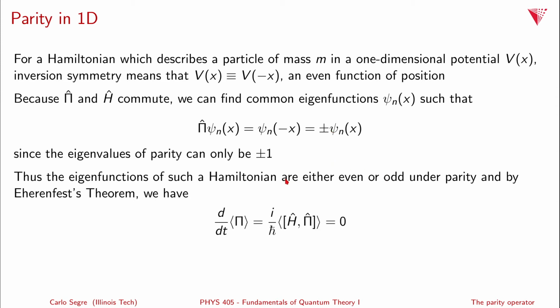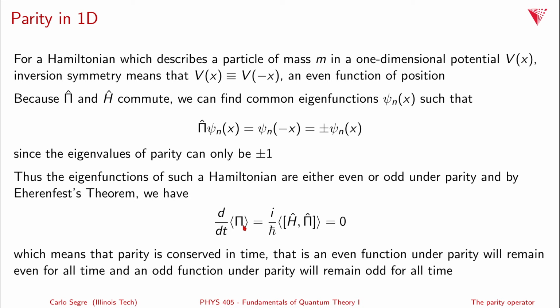And because of Ehrenfest's theorem, we've seen that before, d by dt of the expectation value of the parity operator is equal to i over h bar times the expectation value of the commutator of the Hamiltonian and the parity operator, and this must be equal to 0. The parity operator clearly has no explicit time dependence. But this quantity is 0, and so the time derivative of the expectation value of the parity operator is also 0. This means that parity is conserved in time. So a function that starts as an even function under parity will remain an even function for all time, and similarly a function that's odd under parity will remain odd for all time.